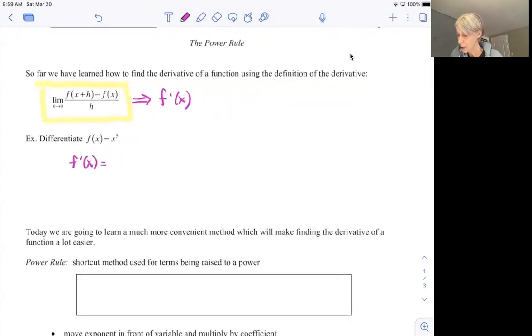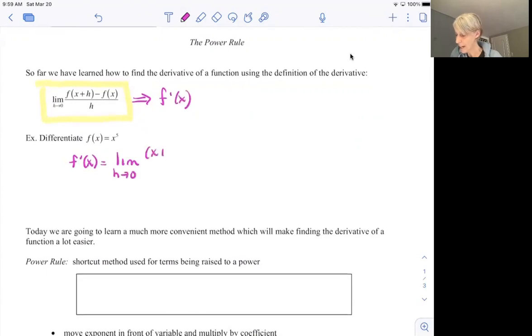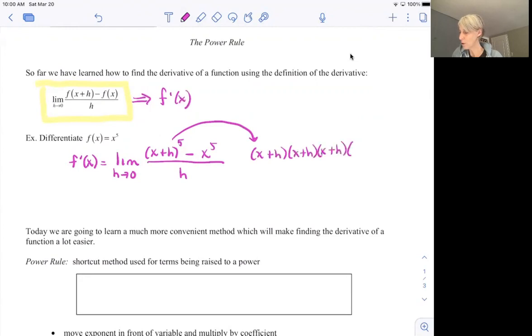Now remember, you're going to be setting up this limit. And we'd have to plug in x plus h to the fifth power. And it would look something like that. Now just think about it. In order to evaluate this limit, we'd have to multiply that out and raise that to the fifth power. 1, 2, 3, 4. That's going to be a lot of awful work. Okay. We don't want to do this. There needs to be an easier way.